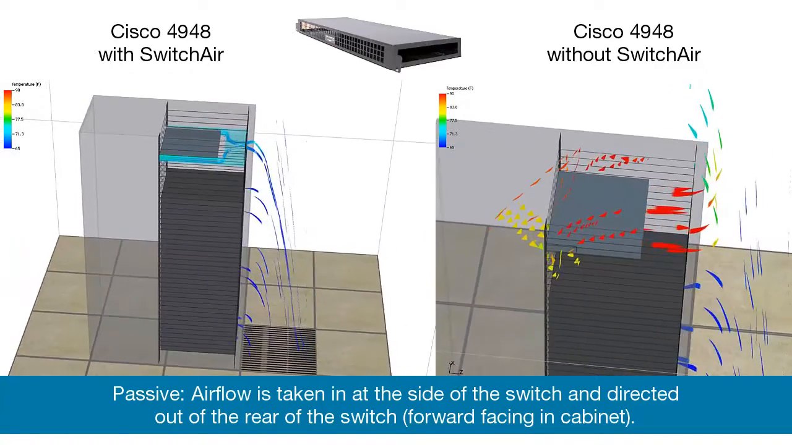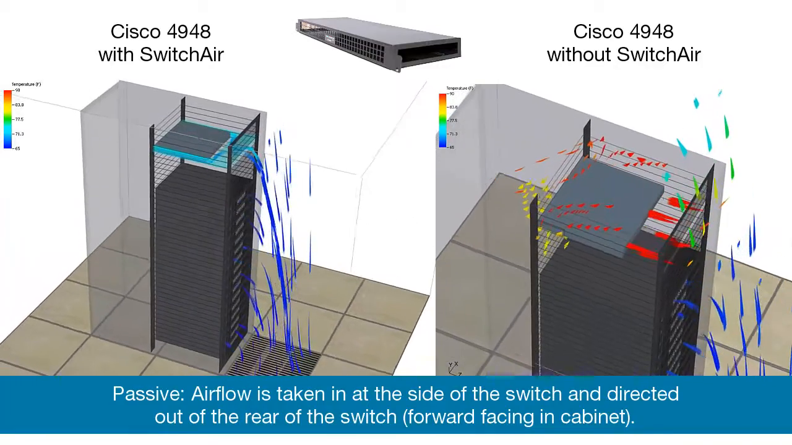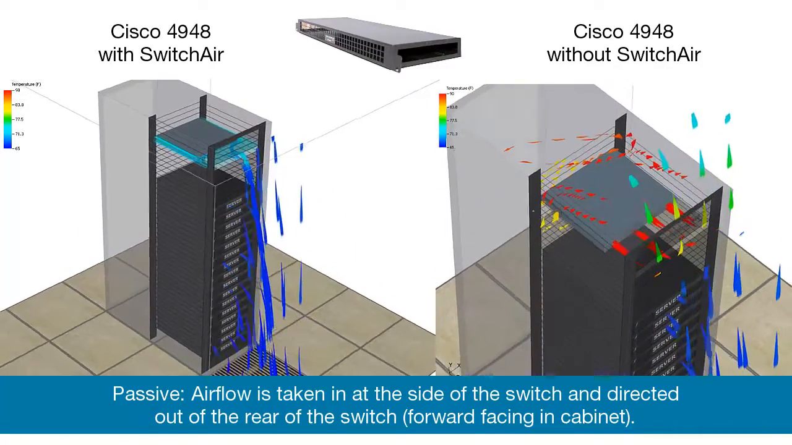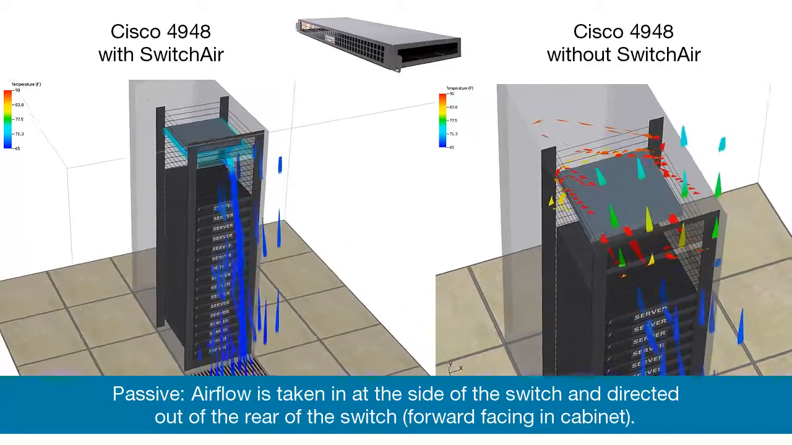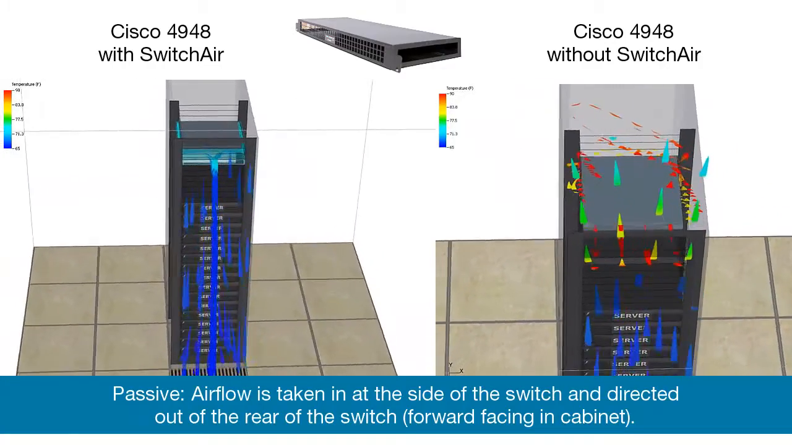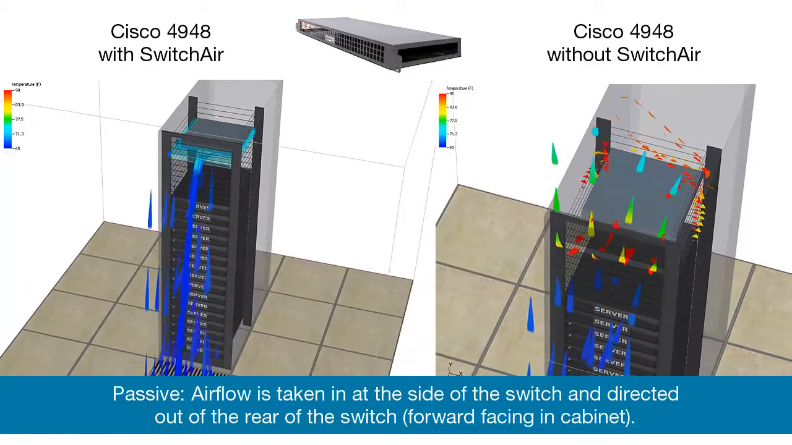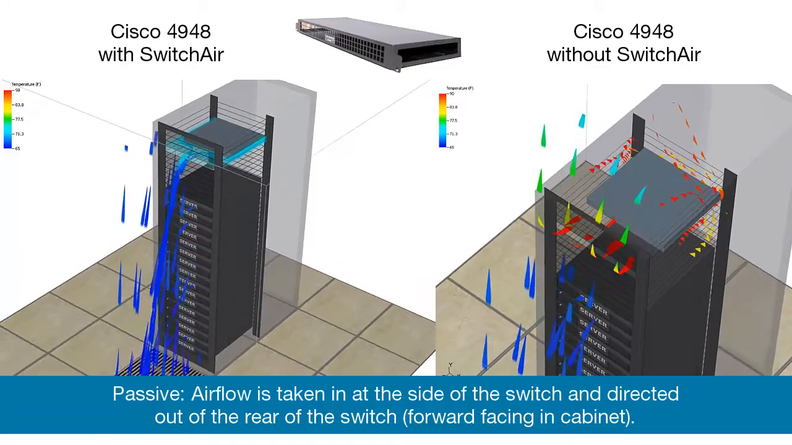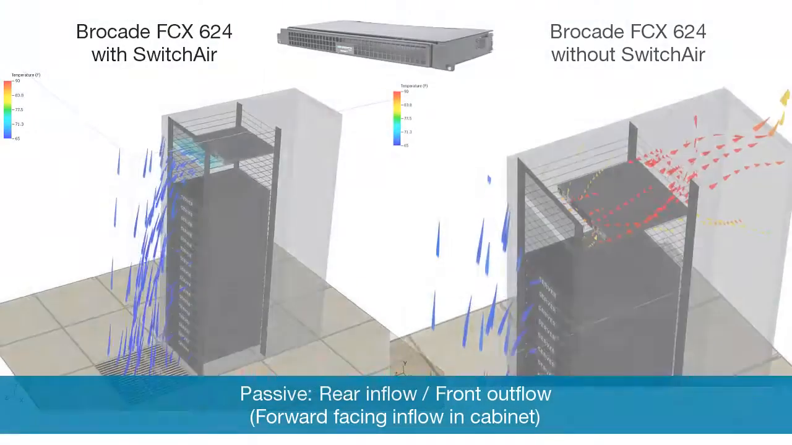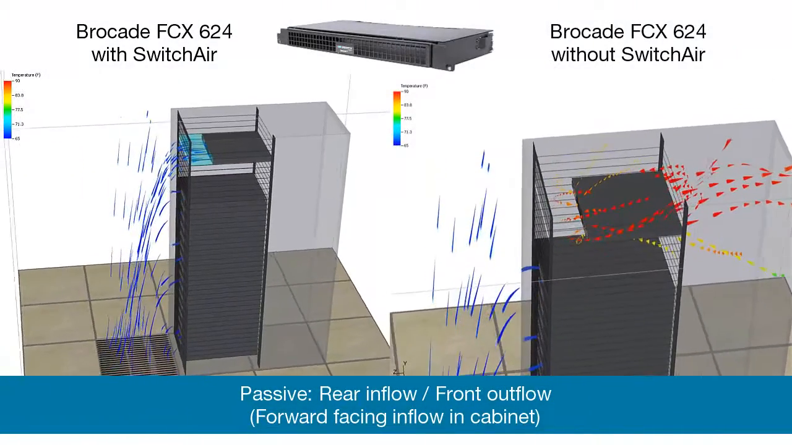In this CFD model, we see the Geist Cool SwitchAir product solving a typical installation problem of a 1U network device. This side-cooling Cisco device is now receiving the necessary cooling air it needs directly from the cold aisle and not from the server exhaust.